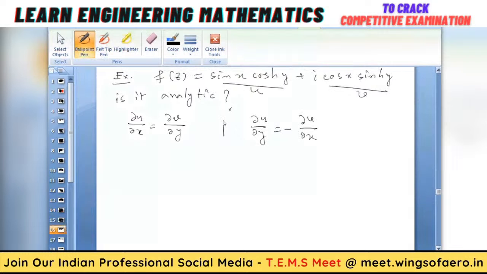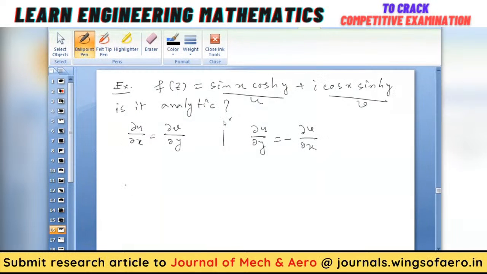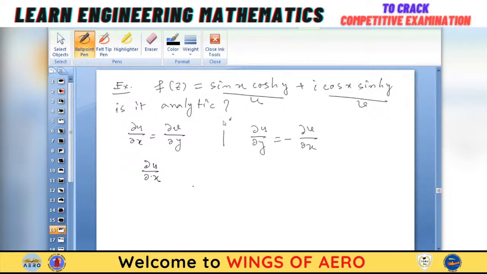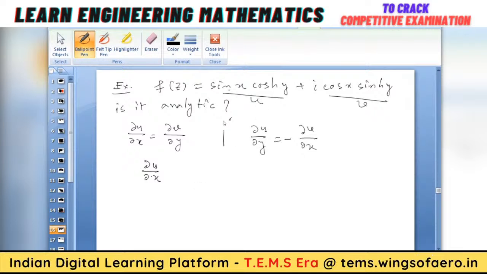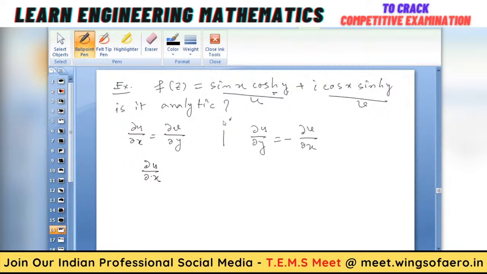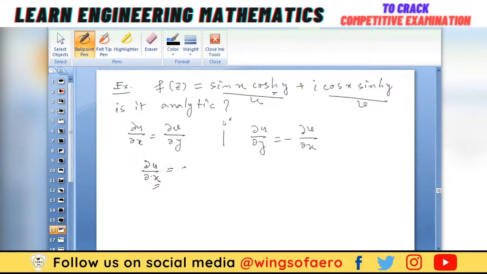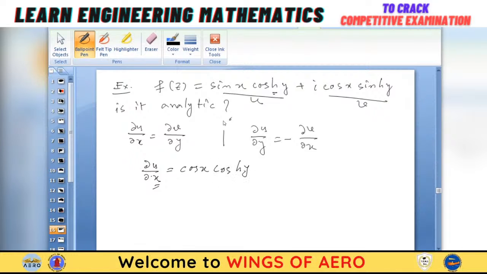So now del u del x. u is this one, so it has cos hyperbolic y. This is a hyperbolic function. There is no derivative of cos hyperbolic y because we are taking the derivative with respect to x only, so only sin x will be considered. Sin x becomes cos x, and cos hyperbolic y is just the constant term.